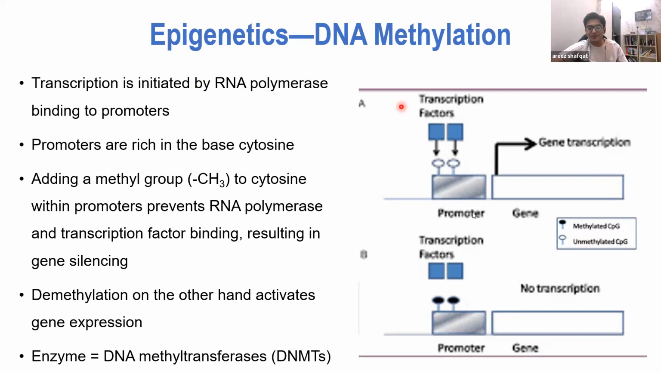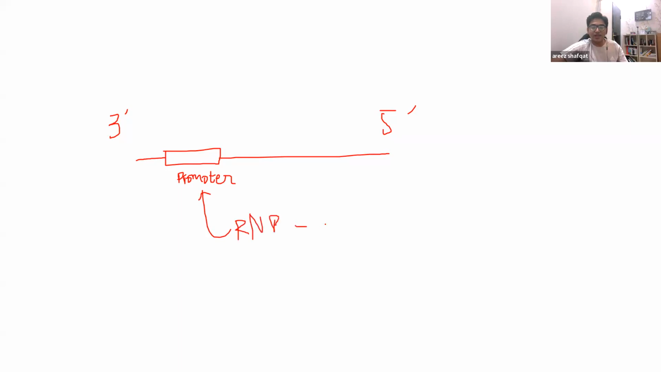Let me give you the same example on the white screen. So you have a gene, you have a promoter of a gene, and you have the rest of the gene. This is the 3' end of a gene. This is the 5' end of a gene on DNA. This is the promoter. RNA polymerase has to bind to this promoter to make mRNA.